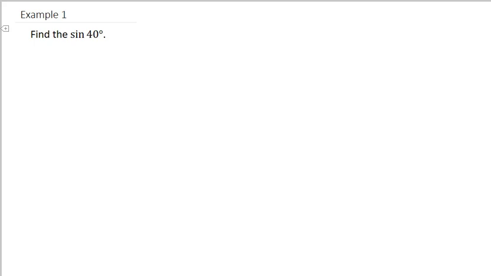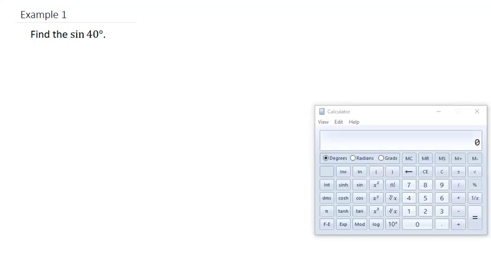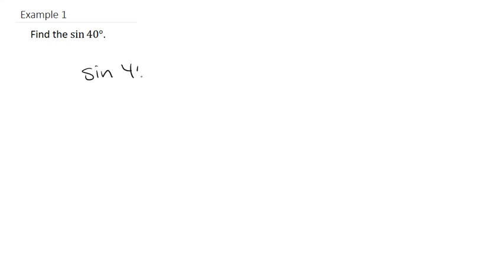Example 1. We're going to find the sine of 40 degrees. Now the sine of 40 degrees is really asking us what the ratio is of the opposite over the hypotenuse. So let's get our calculators out. We can go ahead and put 40, and then we see our sine button. We click that, and we notice that we get 0.64. So sine of 40 is equal to 0.64. So it's saying that the ratio between the opposite side and the hypotenuse is going to be equal to 0.64.